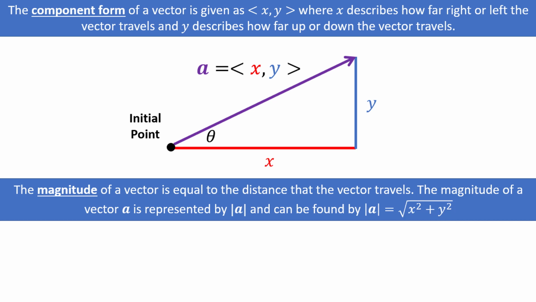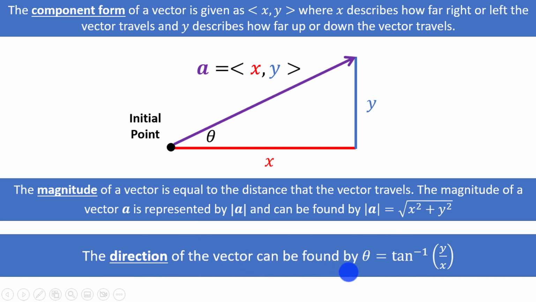Sometimes we might want to find the direction of the vector, represented by the angle theta. We know that tangent of theta would be equal to y over x, and we would know both y and x. That means inverse tangent of y over x must be equal to theta. The direction of the vector can be found by theta is equal to the inverse tangent of y over x.